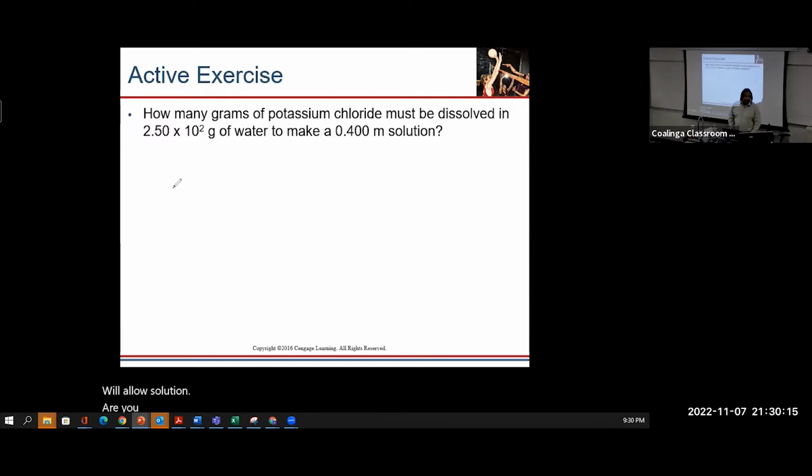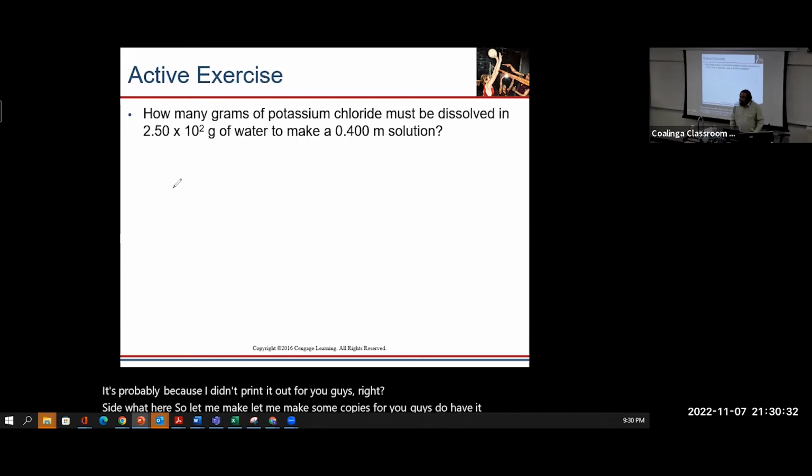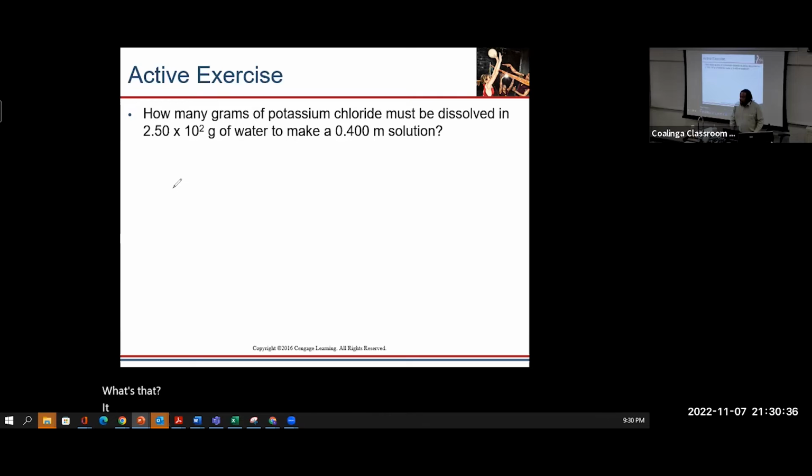You guys don't have it? I'm looking for what page it is. It's probably because I didn't print it out. Slide what? Okay, I found it. You guys got it? Page 22 doesn't have the question. We're missing the word problem entirely? Yeah. For my slide 65, it says commercial hydrochloric acid. Never mind, I don't have it. Let's get to that.